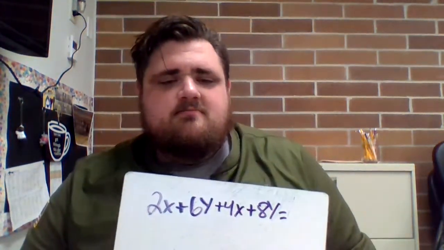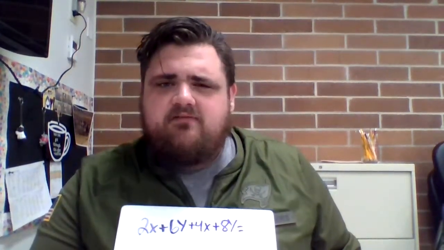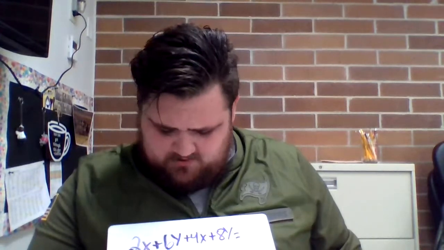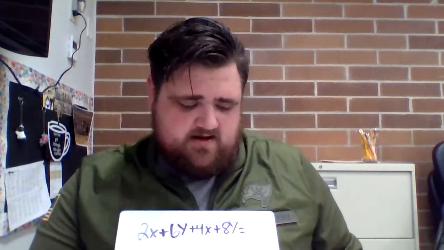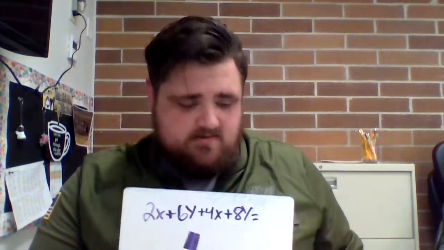All right, so the example it gives us in our book would be 2x plus 6y plus 4x plus 8y. So, here is our equation. We're going to look at the like terms. So you got to find the like terms. And in this one, you know, 2x and 4x are like terms. You know, 2x and 6y are not like terms.